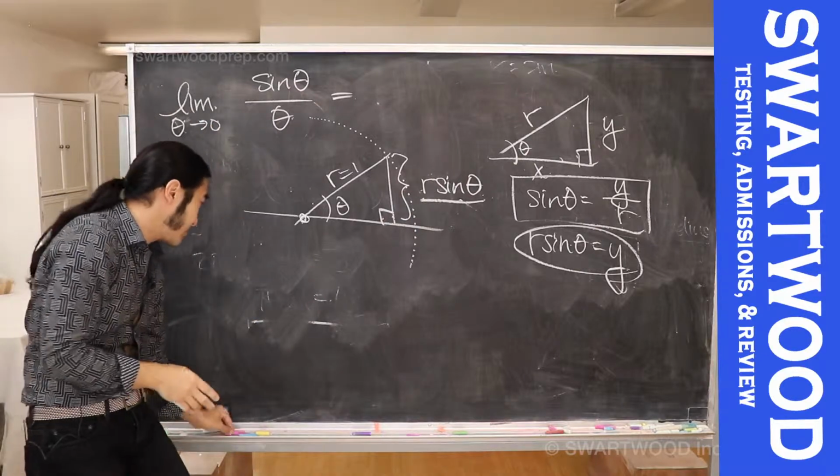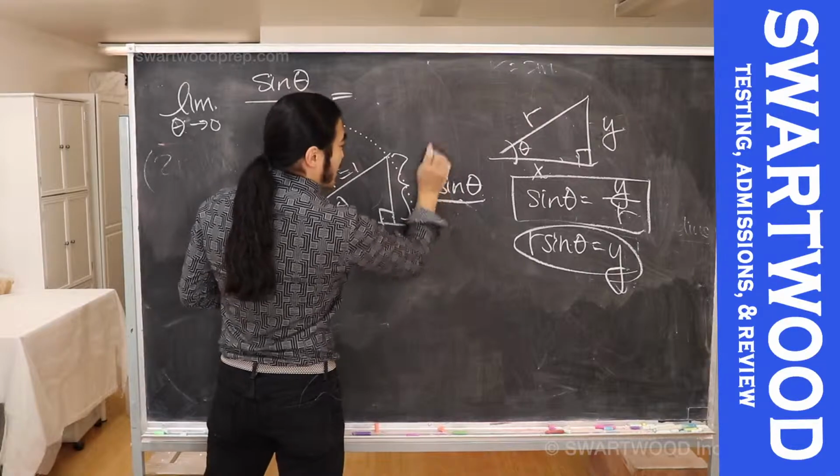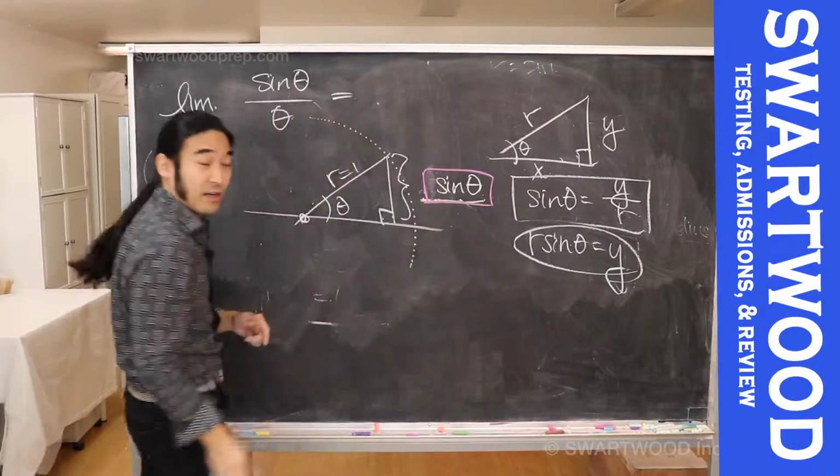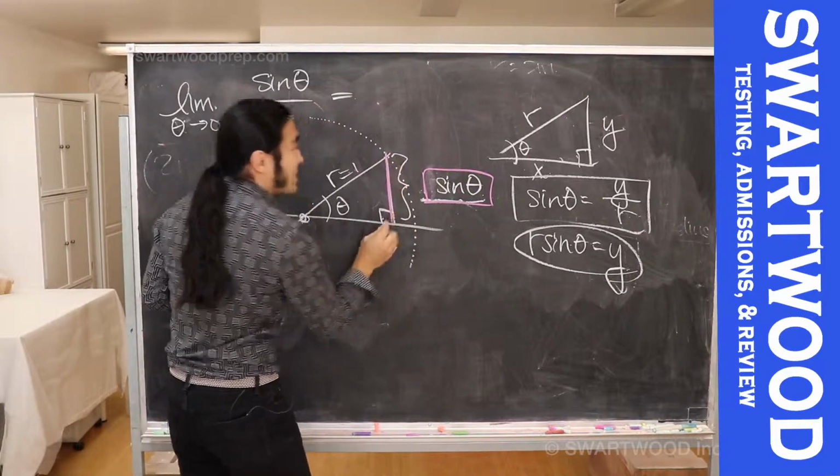No big deal. But now, because we're on the unit circle, this guy is 1, so this is 1. So really, we just get sine theta, right? Okay, so let me get this straight. This pink line here represents sine theta.